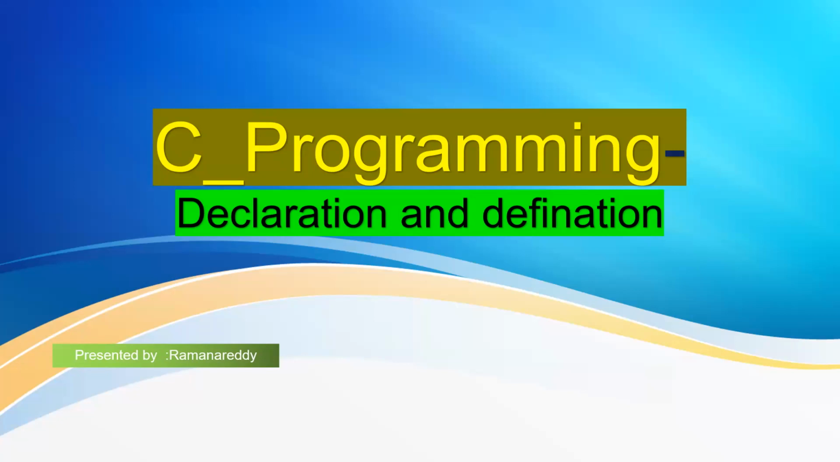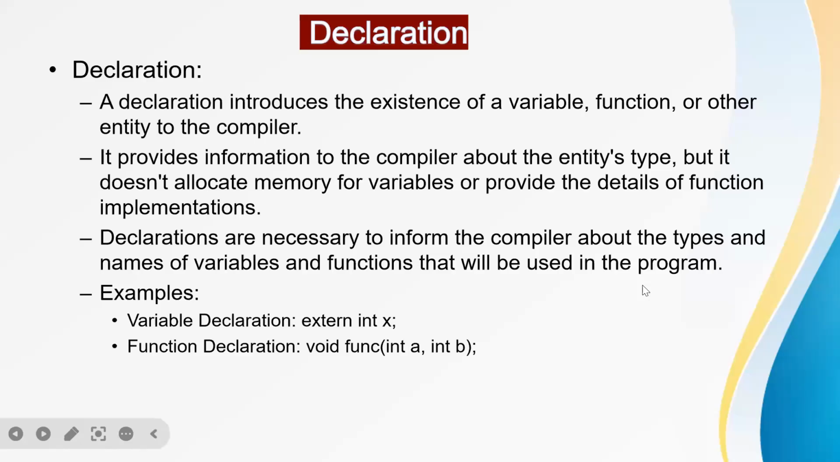Let's start C programming for embedded systems. In this class, the series of C programming is continuously going on. Now, this class is about declarations and definitions in C programming. So, in that, the first one is a declaration.